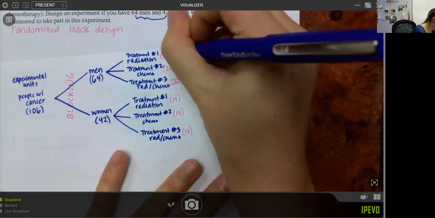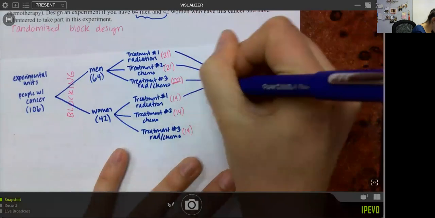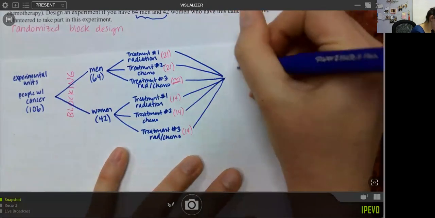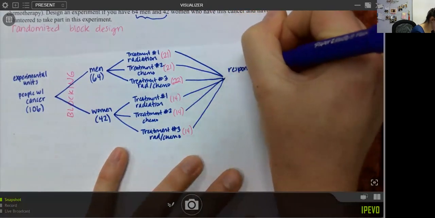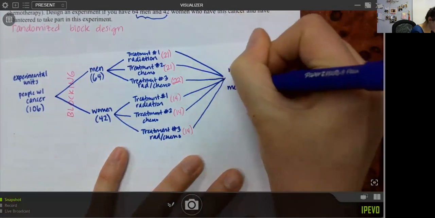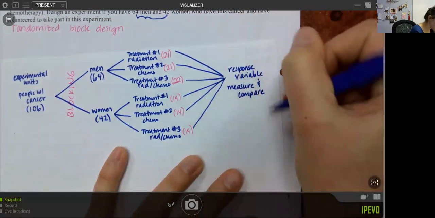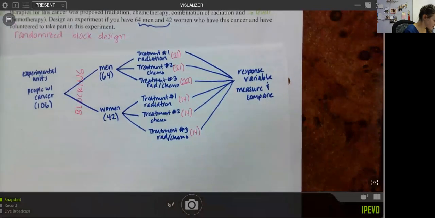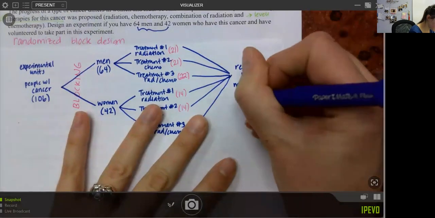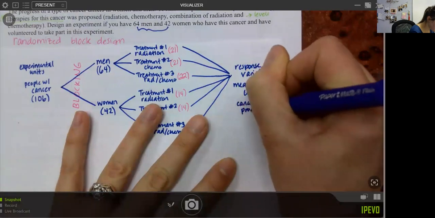So we're going to take all of our data. Again, we always just combine all the groups together, and we are going to take our response variable and we are going to measure and compare it. Now, what we're really checking to see is if these cancer cells have progressed or what's happened here. So we're going to measure and compare the cancer cell progression.